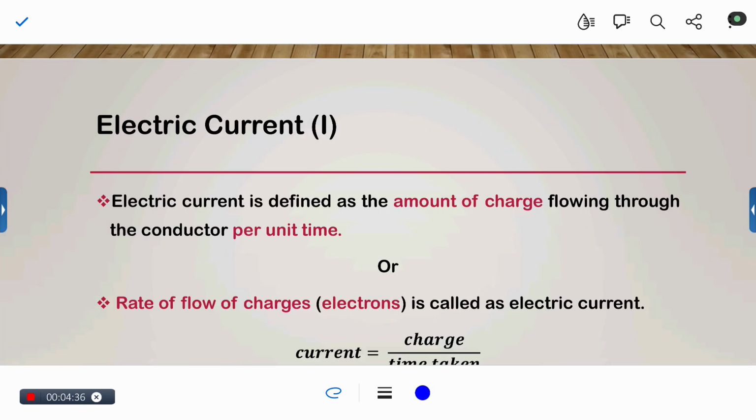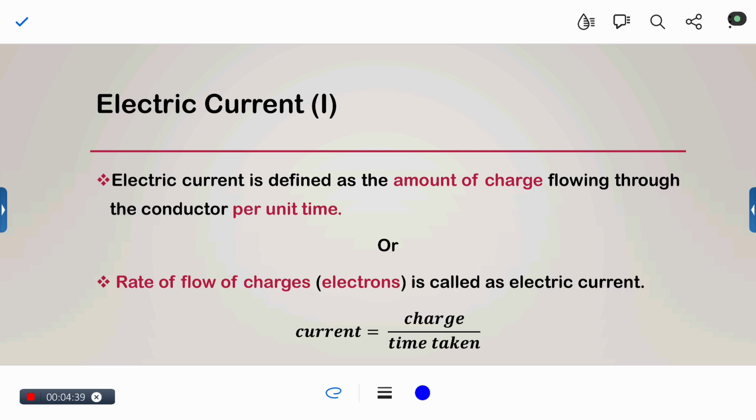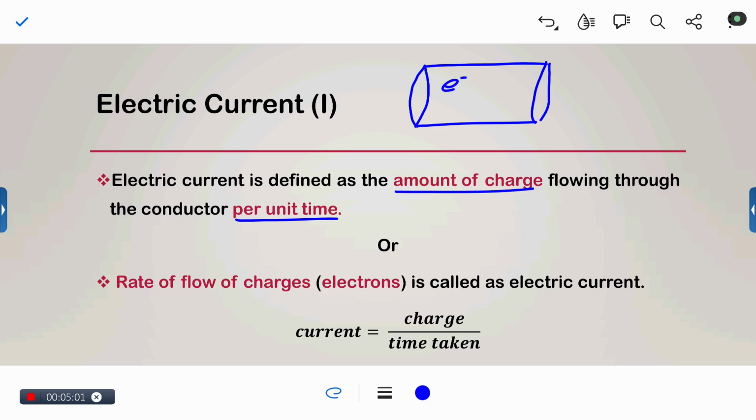Next important topic, electric current. What is meant by electric current? Electric current is the amount of charge which flows through a conductor per unit time. For example, let's take a conducting material. Already we said only electrons flow. Let's take an electron over here, in order to flow from one end of the conductor towards the other end.